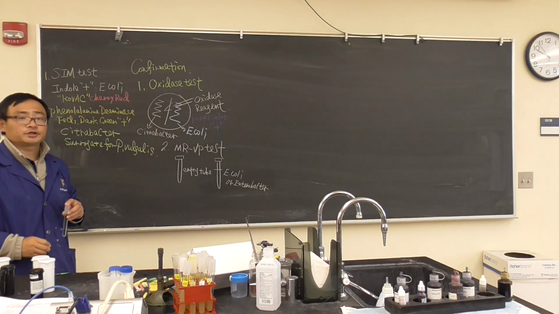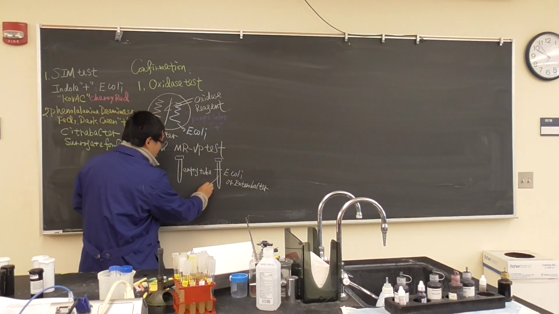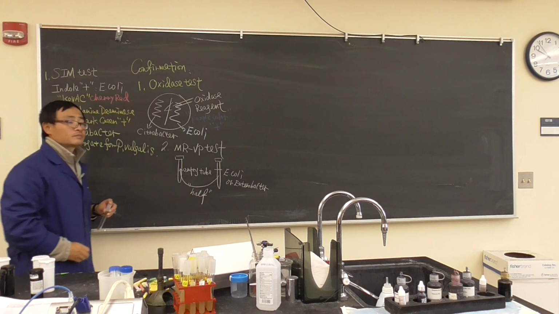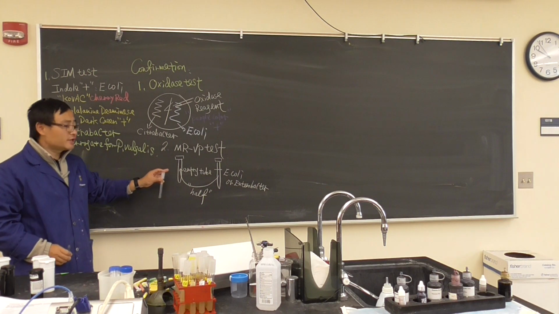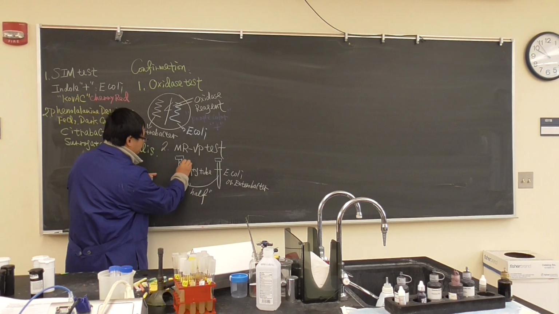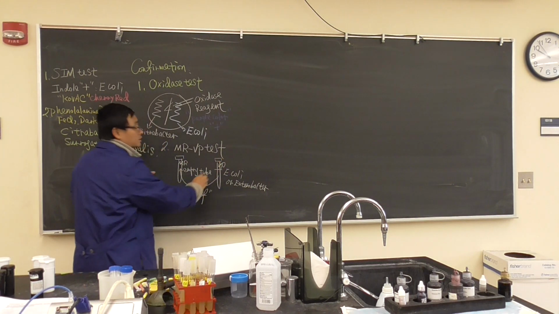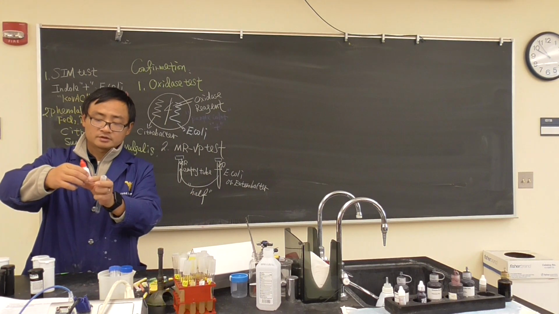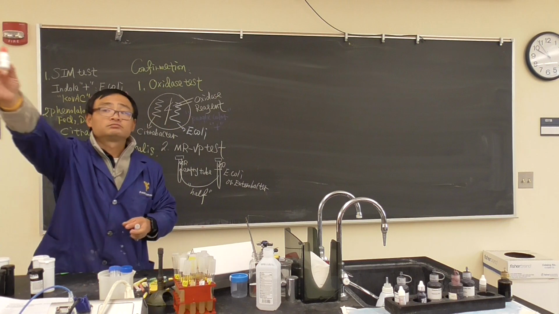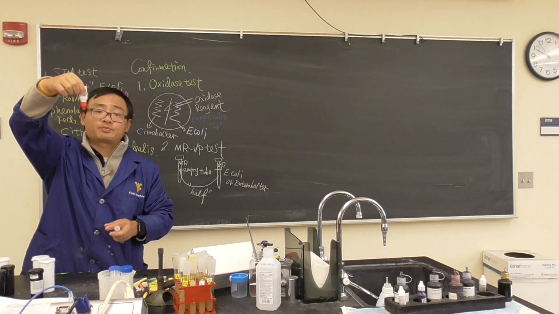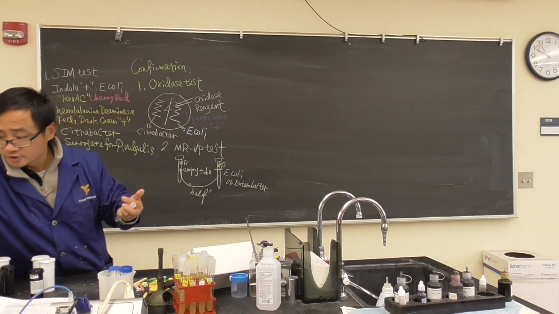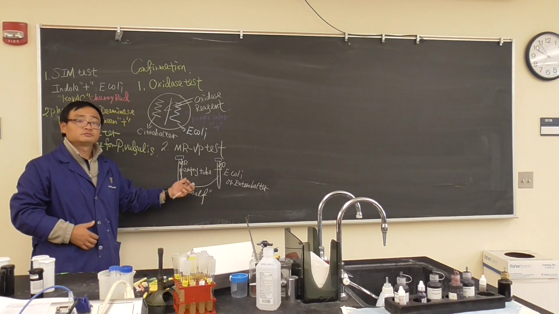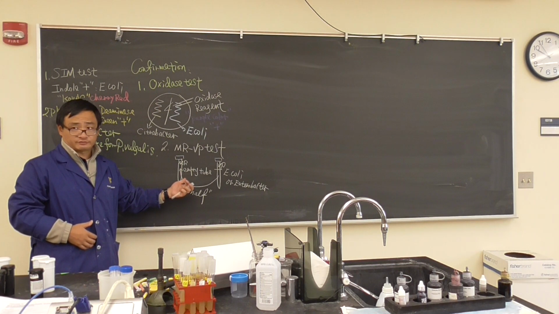Okay, so how you do it? Dump about half of the solution here. And then label this as MR, and the original one as VP. And then you need to come to the front desk to get methyl red reagent. And then add 2 drops and shake very well. So the methyl red reagent is right there. This is for the methyl red test. If the color is changed, it's positive. If no change, it's negative.